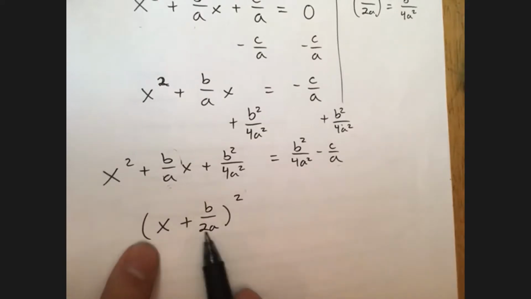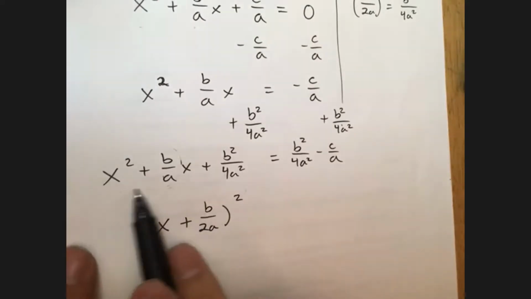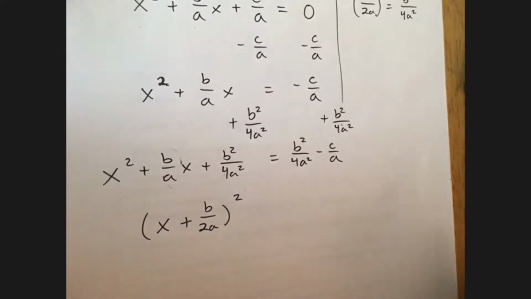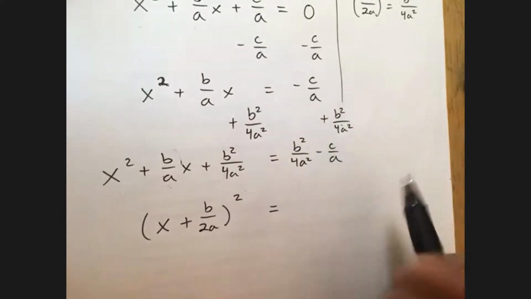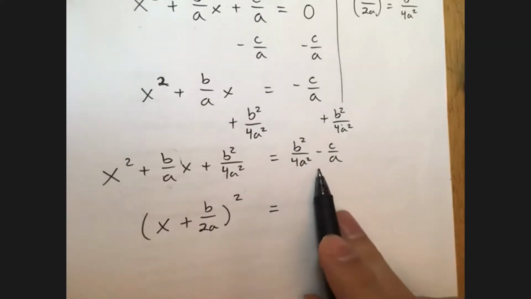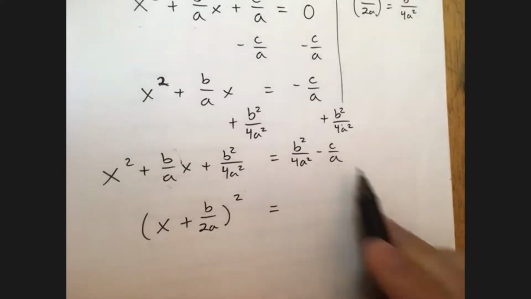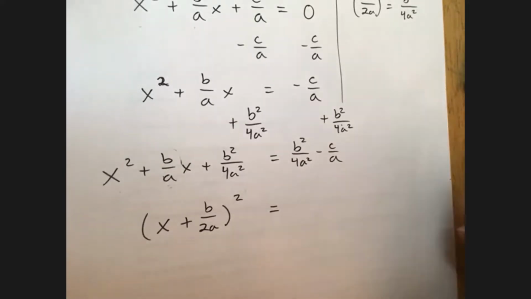If you square this out, you will get this stuff. All right. What happens on the right-hand side? Well, we want to combine these two fractions. To combine them, we need a common denominator. So right now, we don't have a common denominator. Let's do that over here.